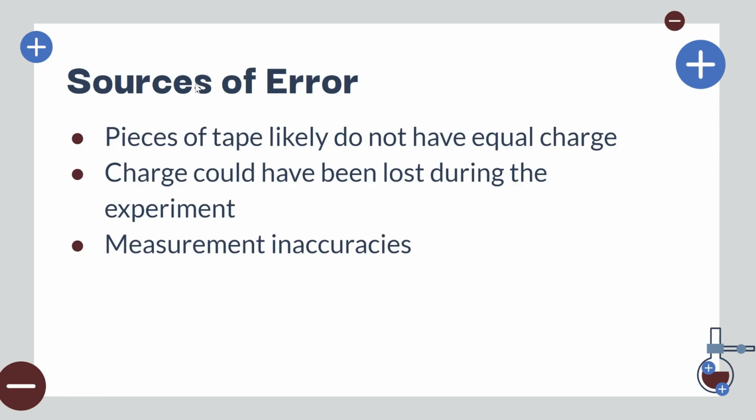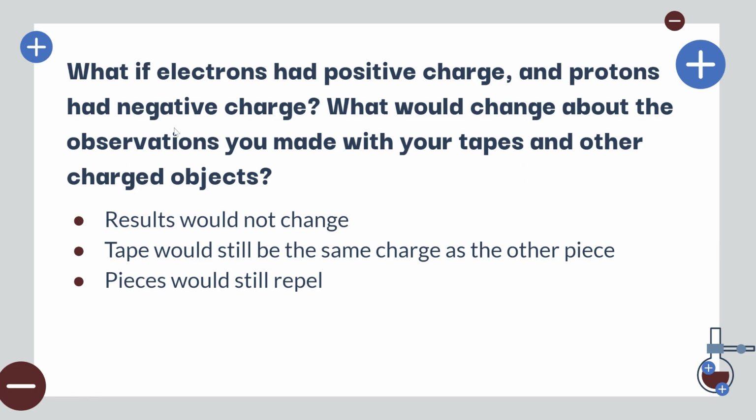Some sources of error that could have come up: the pieces of tape probably don't actually have equal charge, even though we assumed they did. Some charge could have been lost during the experiment, and we also could have measured inaccurately with our ruler. What if electrons had positive charge and protons had negative charge? The results of our experiment would still not change, since the tapes would still have the same charges either way, no matter how they were charged, and the pieces would still repel.